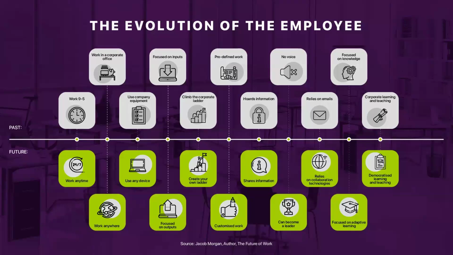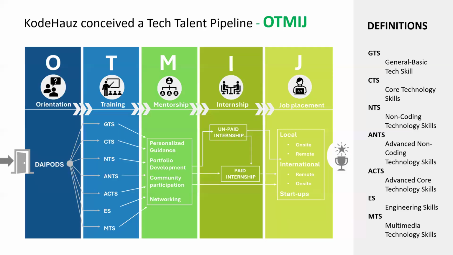So, having said all this, ladies and gentlemen, CodeHouse has come up with an idea called Outmage. This is our tech talent pipeline. O stands for orientation, and that's what we are doing. Our orientation is not the kind where people sit down in one place and have a motivational speaker come speak to them. We have training. I'm sure you have selected your own. You are going to go through mentorship, internship, and of course, job placement.